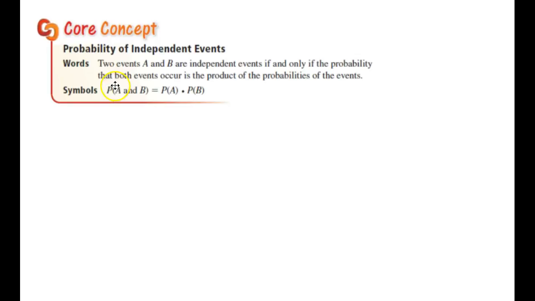So now let's look at our probability. Two events, A and B, are independent if and only if the probability that both events occur is the product of the probabilities of the events. This is kind of what we were looking at in our last section. So I've got the probability of A and B happening, right? I look at the probability of the first one happening and I multiply that by the probability that the second one happens.